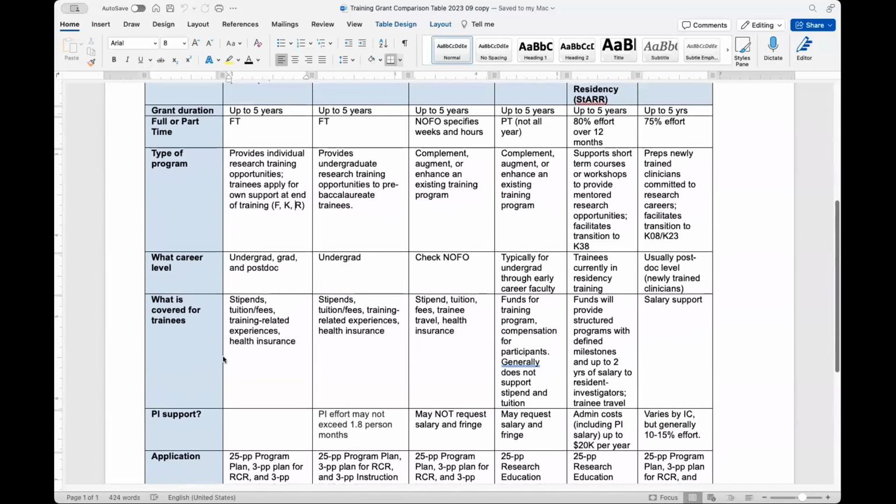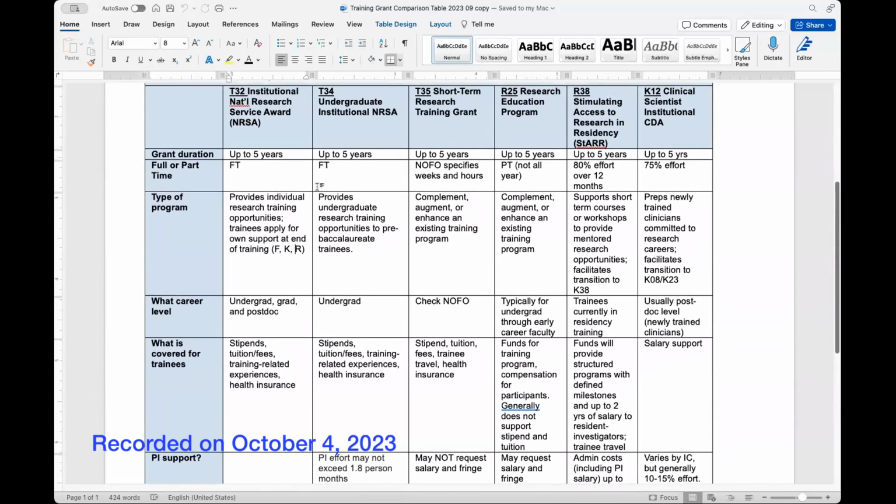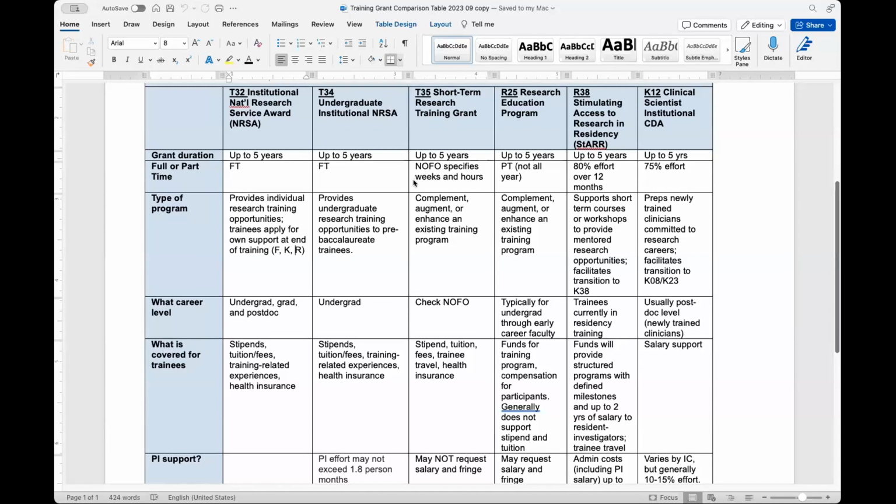So if you're trying to decide between the T32 and the T34, the big difference is that this is undergraduate only. The big difference between the T35 is that it is short term. It's not meant to be some very long program. So the NOFO typically specifies the weeks and hours. It might be just the summer, or it might be certain hours throughout the years, person months.